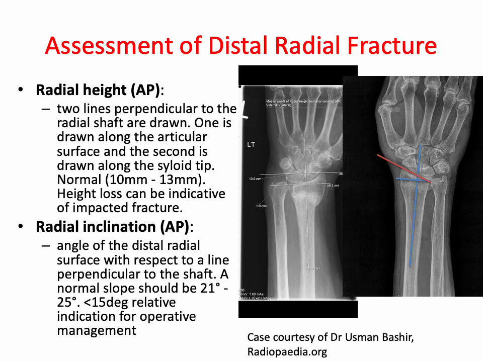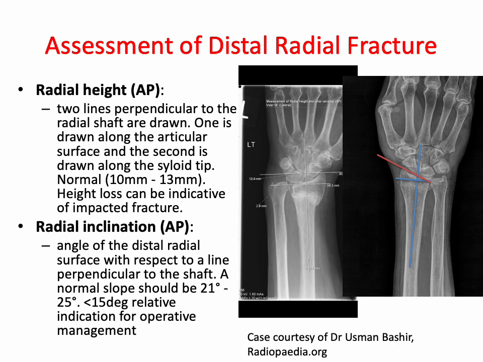First is the radial height, where 2 lines are drawn perpendicular to the radial shaft along the articular surface and along the tip of the radial styloid. We can look at the height between those. If there's height loss, we can think about an impacted fracture.